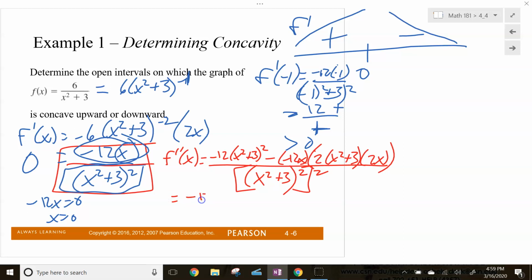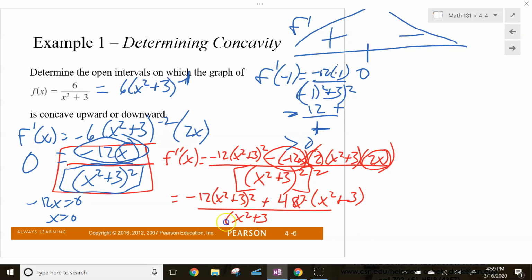So we got negative 12, x squared plus 3 quantity squared. We got, what's that, plus 12. So we got positive 12x times the 2 times the 2x. So we got what, 48x squared. And then we got an x squared plus 3 to the 4th. I'm going to take an x squared plus 3 out front. So I have, oh boy, take an x squared plus 3 out front.